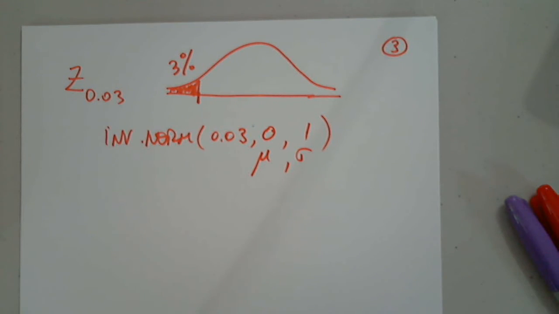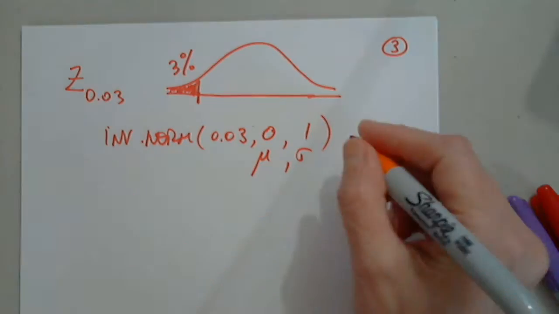Excellent. So let me share my screen. So inv norm. Okay, so the area to the left, 0.03, and then 0, and then 1, and the left, yes. I always keep the left because I'm used to the older calculators, but you can use the other ones when you feel free to do that. Okay, so it's negative 1.88.